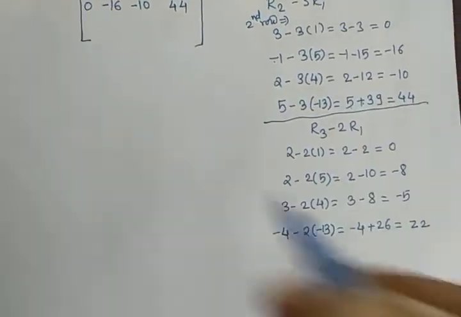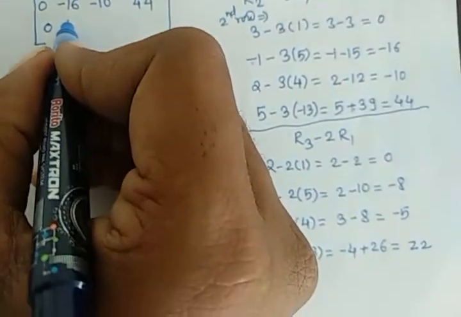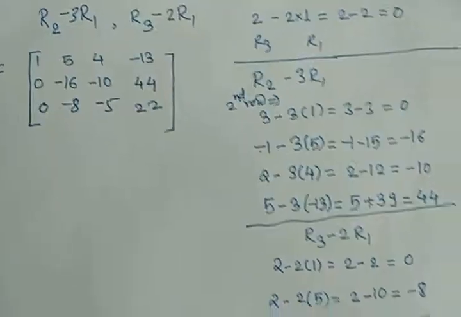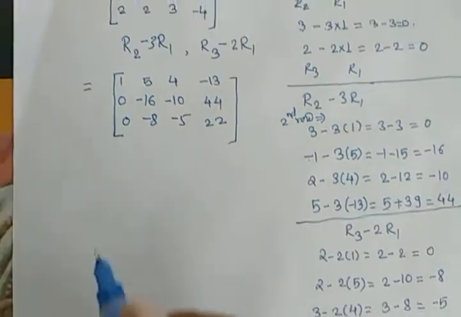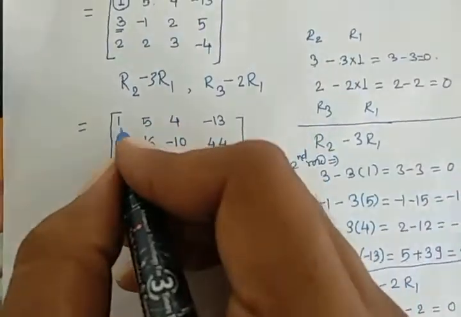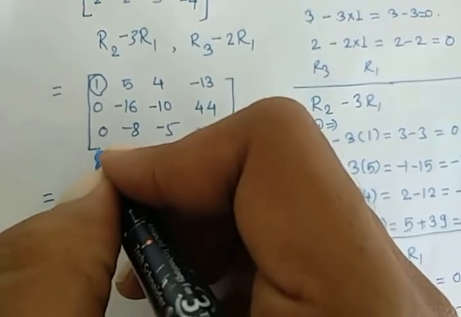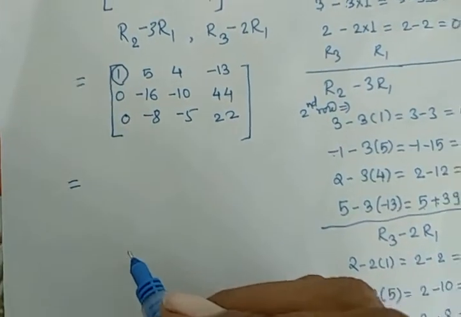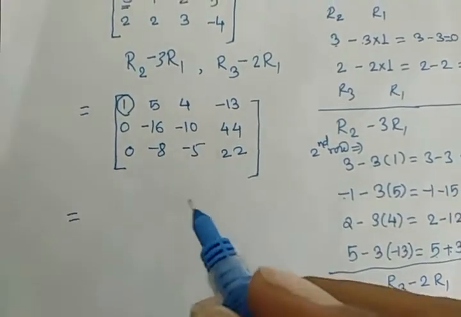So our row elements are 0, minus 8, minus 5 and 22. Now here, the first leading one has all zeros below it. From this, we have to make the next leading one.